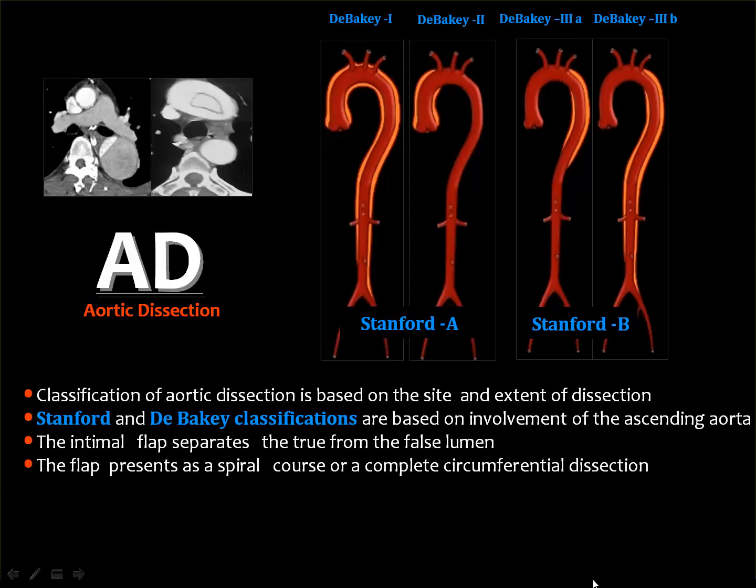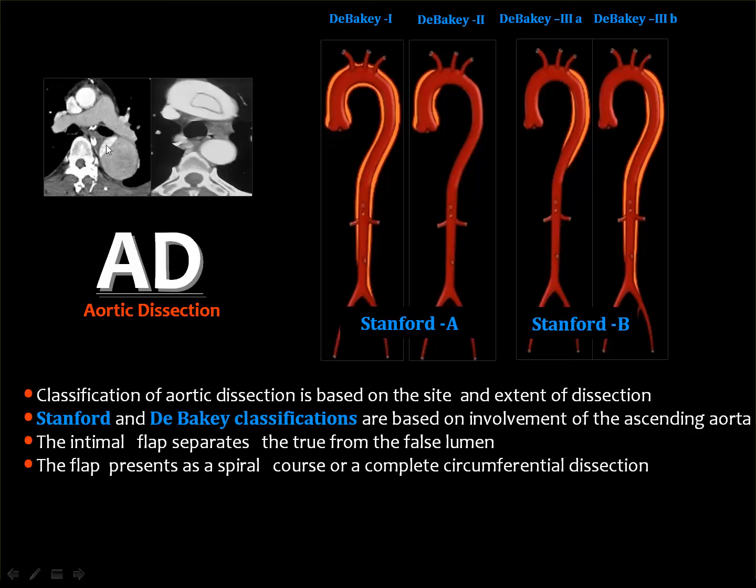I advise you to use the Stanford classification, which is easier and well appreciated by the clinicians. Whenever you see that the intimal flap is displaced and separating the aorta into two components, then you have to differentiate between the false and the true lumen.